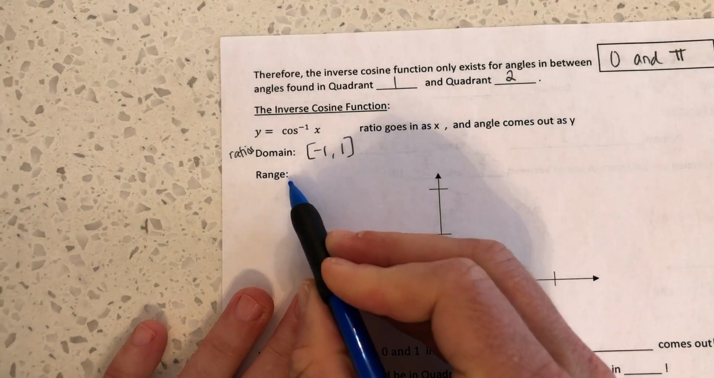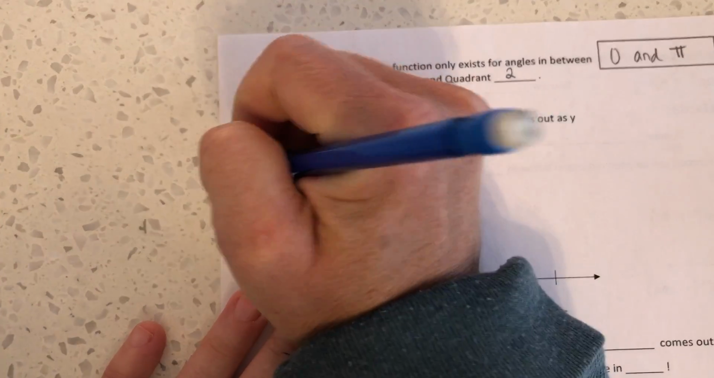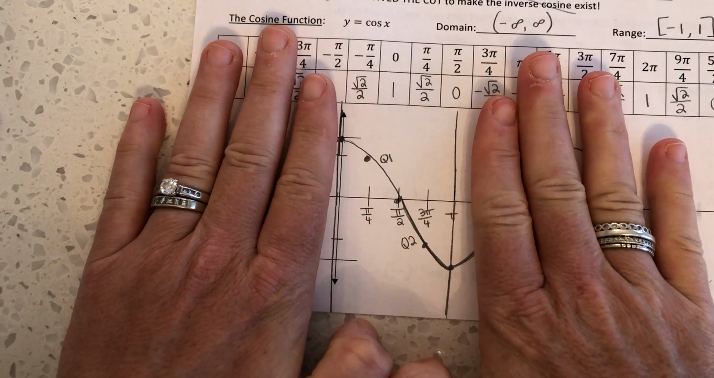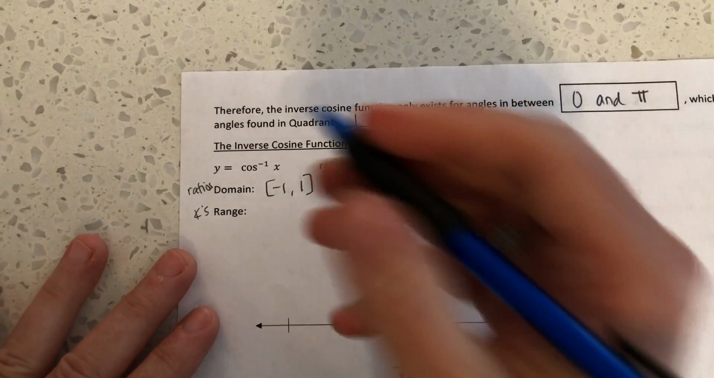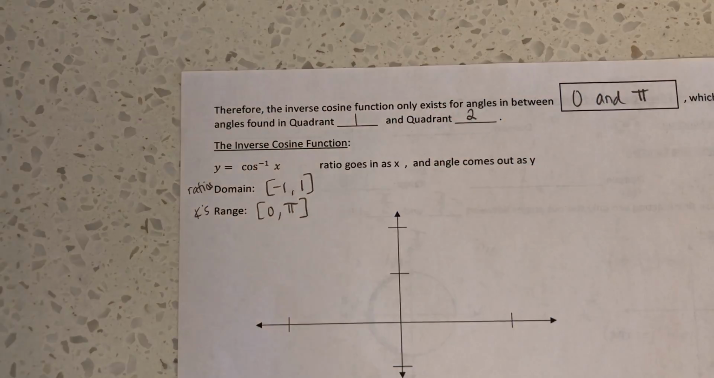Okay, and then his range, what angles is he going to be able to spit out? Well, only angles between 0 and pi. Those are the only angles that survived the cut. So those are going to be the only angles that he is physically capable of spitting out. So his range is going to be from 0 to pi. Those are the angles that exist.